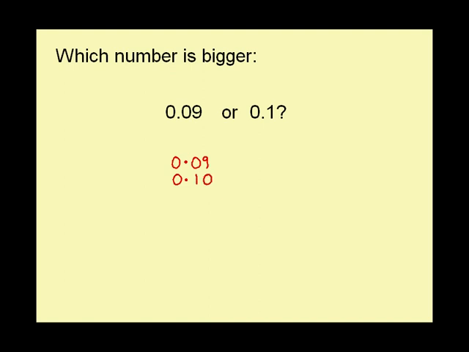Now if I start from the left, I can see they both start with a 0, and then the next digit for this one is a 0, but for this one it's a 1. 0 is smaller than 1, so this is the smaller number, and this is the larger one. So the answer to the question, which number is bigger, is 0.1. Another nice way of comparing them is to imagine that they're both amounts of money. This would be 9 pence, and this would be 10 pence. Clearly, it's easy to see that this one is bigger.